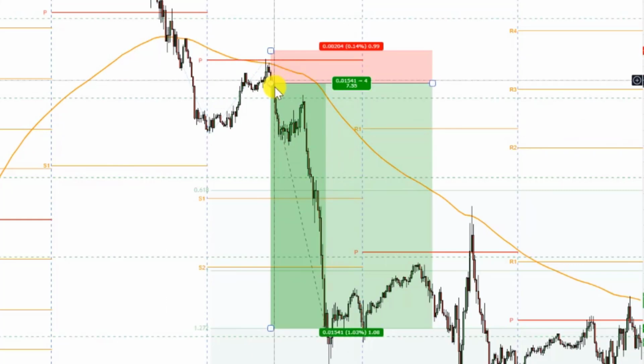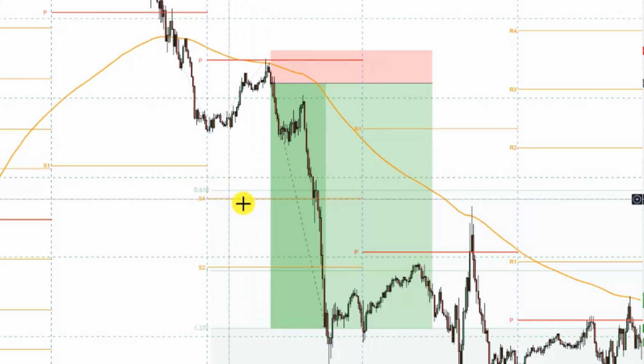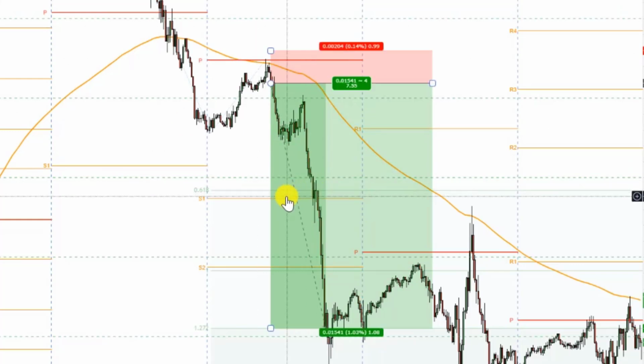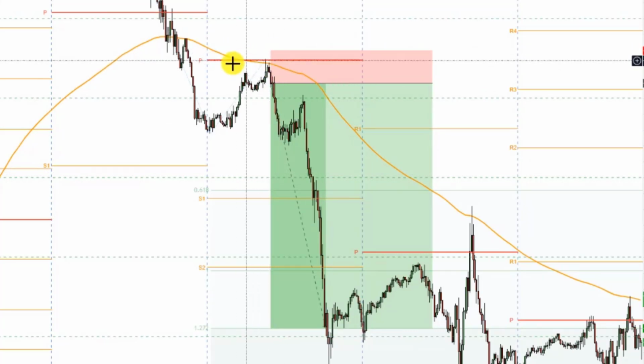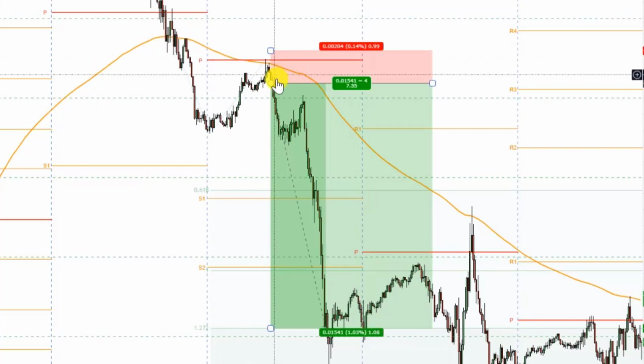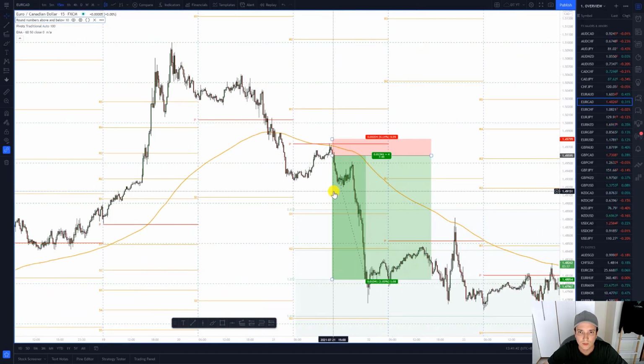And where we go to break even is these level clusters here. So S1 plus the round number, that would be our break even. The round numbers, they are simply here for confluence. So if you have a round number up here together with the daily pivot and the 1 hour EMA 50, that is a great thing to have. If you don't have it, don't sweat it too much.